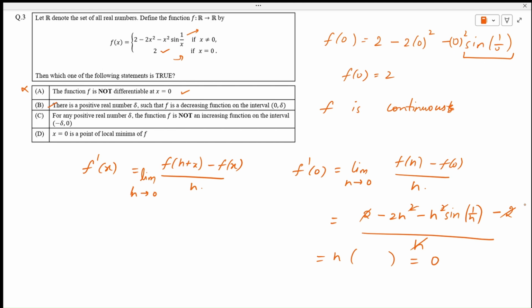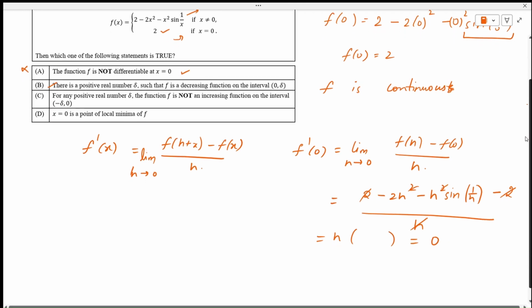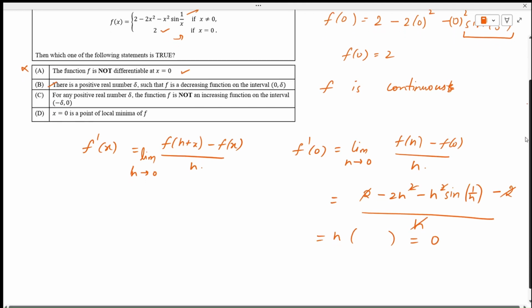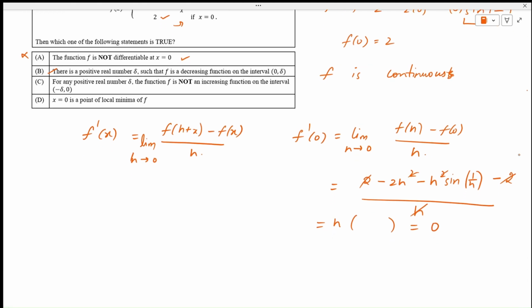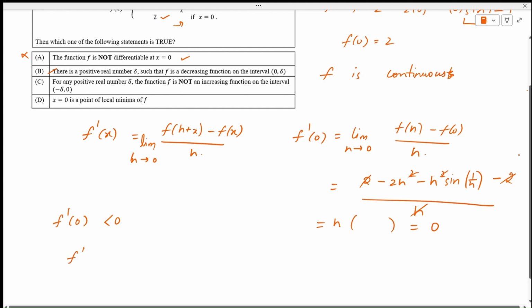There is a positive real number delta such that f is a decreasing function on the interval of 0 to delta. Let us check whether the function is decreasing or increasing at 0. So how to check that? First, f dash of 0 should be less than 0. That will give you the conclusion that the function is decreasing. Okay. So what is f dash of x here?